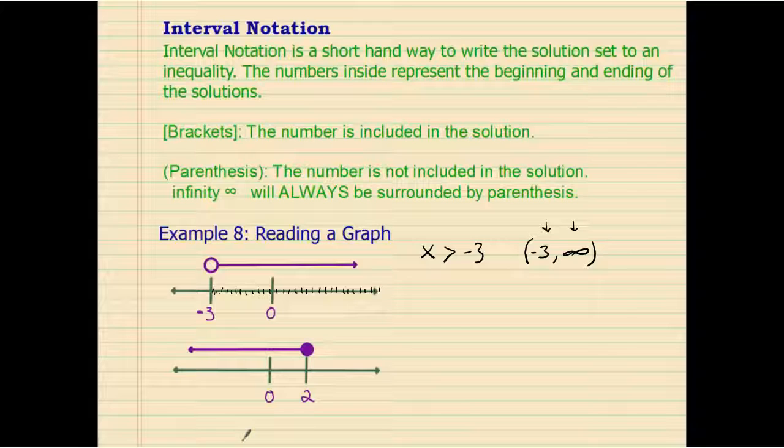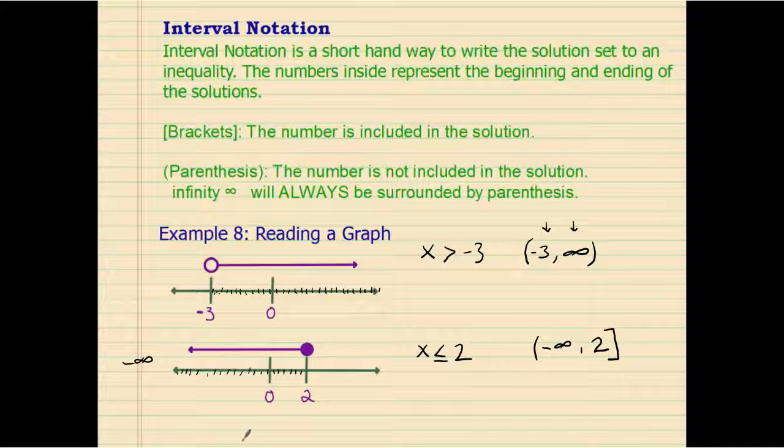On the second one, our inequality would be x is less than or equal to 2. That means we're going to take all the x values that are less than or equal to 2, and those x values will start from 2 and go down all the way to negative infinity. Our lowest value on the solution set is going to be negative infinity, and the solutions are going to go up all the way to 2, and 2 is going to be included in the solutions.